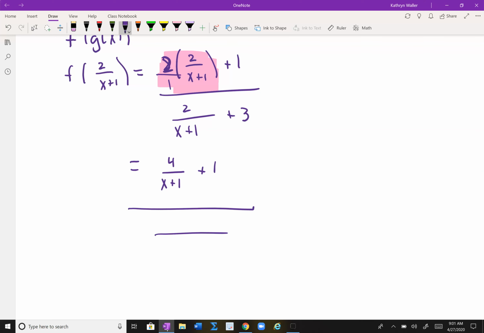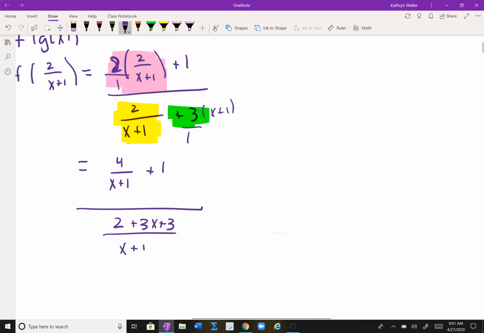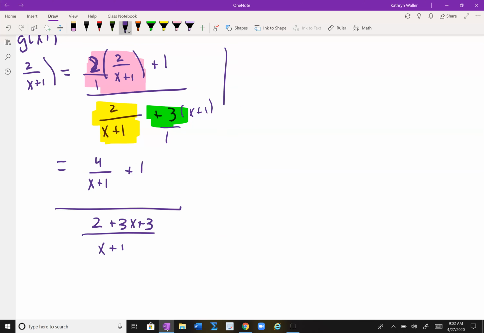All over. Common denominator on the bottom is going to be x plus 1. This guy right here already has the x plus 1, so you don't have to change anything. This guy right here is missing the x plus 1. So you have to go 3 times x plus 1. That's 3x plus 3.